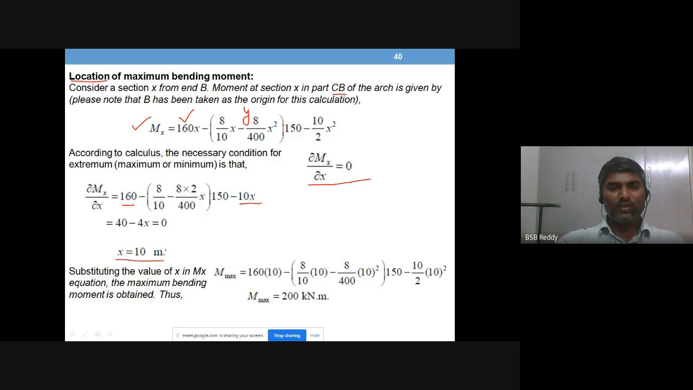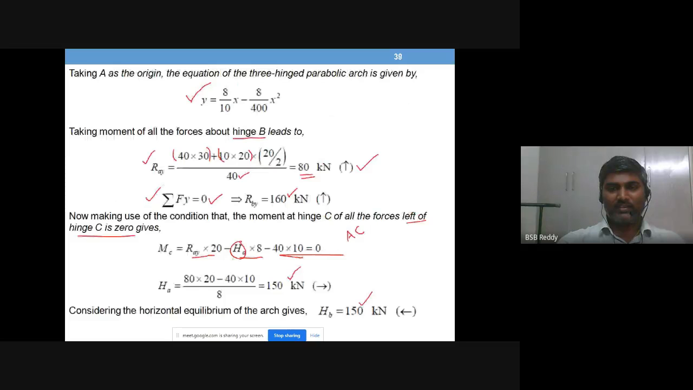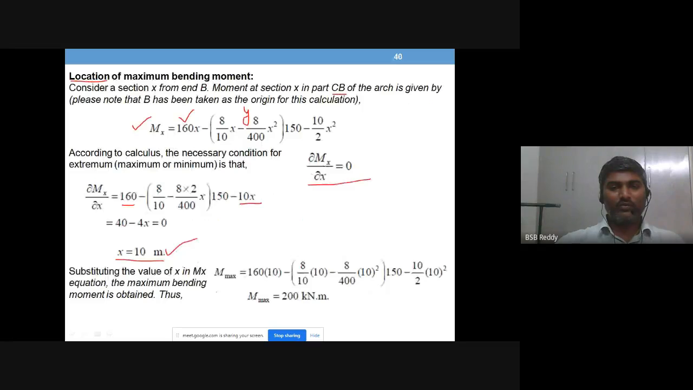So this is where we expect the maximum bending moment to occur. What is that location? x is 10 from B. The total is 20, so 10 means it is exactly the midpoint of BC. Midpoint of BC. Right, that is where you need to get the value of maximum bending moment.